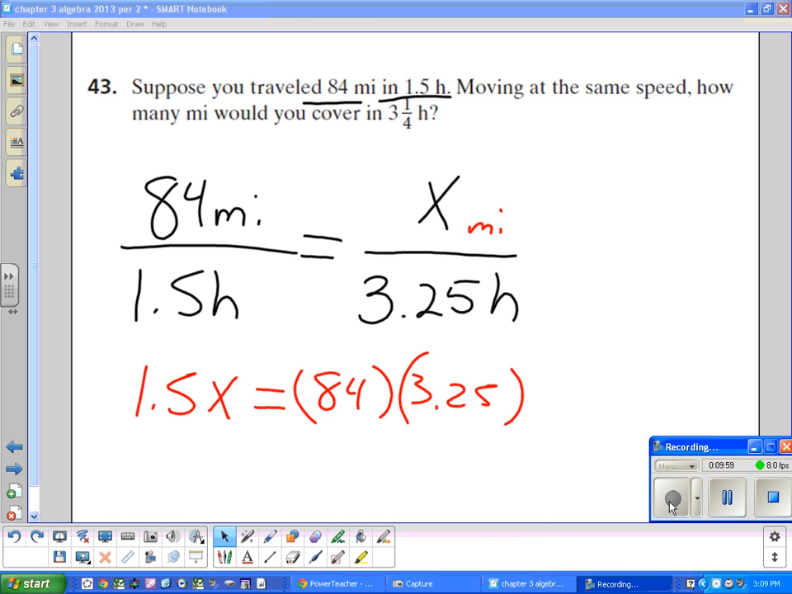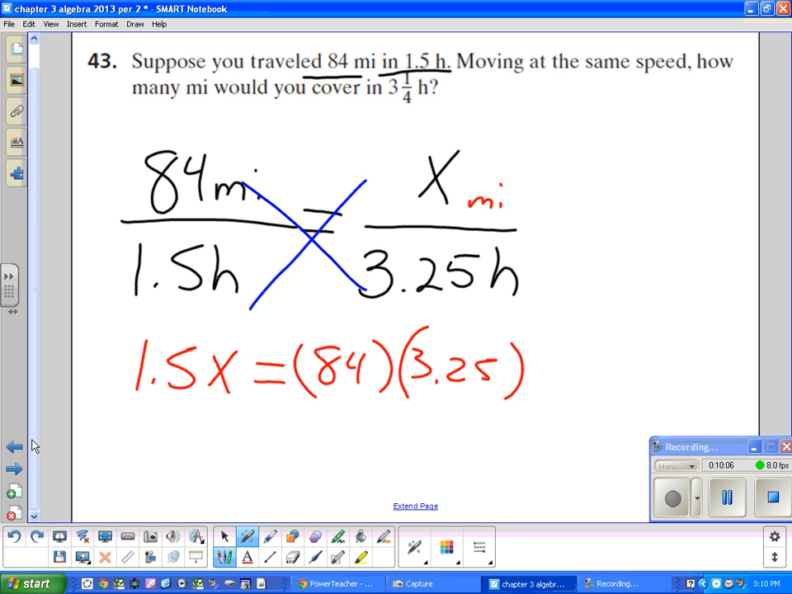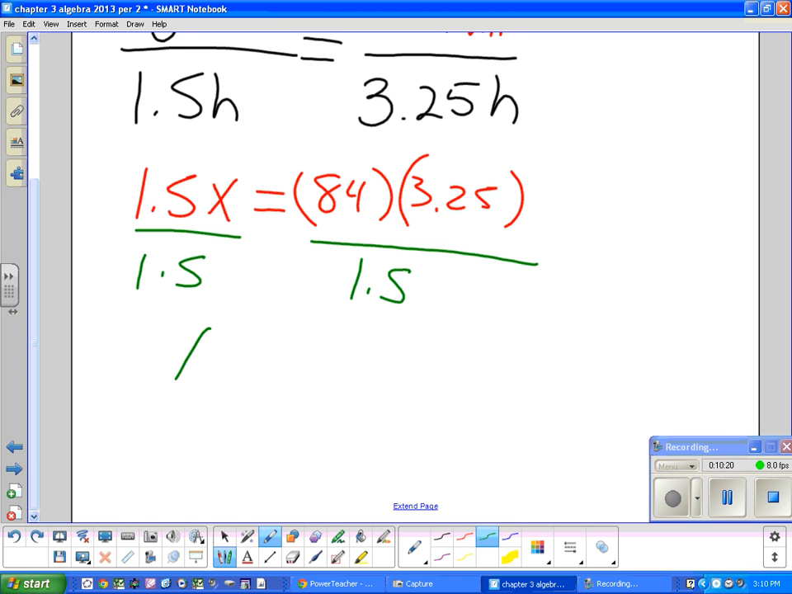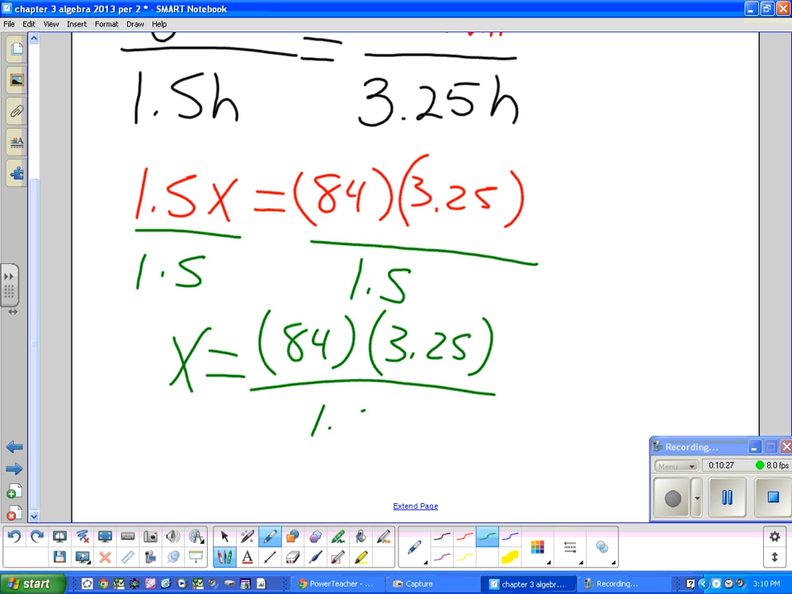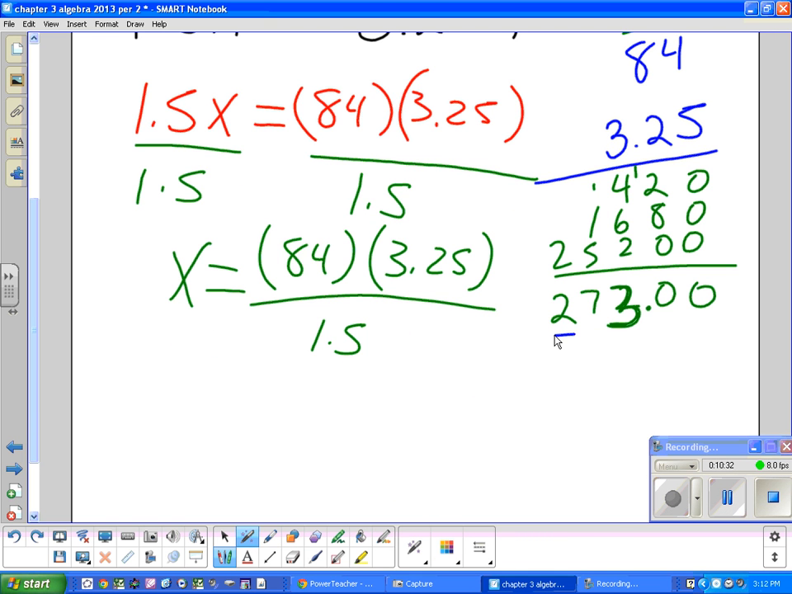So we cross multiply here, and we got this set up. The next step is, I say, crisscross first, and then your applesauce would be divide both sides by the number out in front of x. So in this case, we're going to divide by 1.5. Both sides divide by 1.5 to get our answer. So now we have x equals 84 times 3.25 over 1.5. So we did the multiplication here, and we got 273.